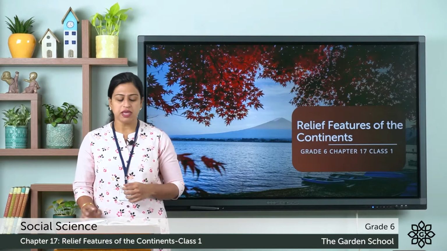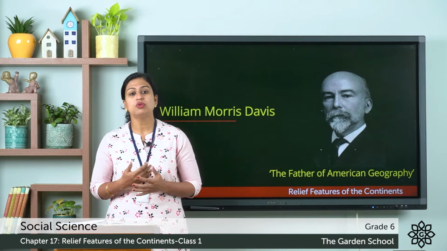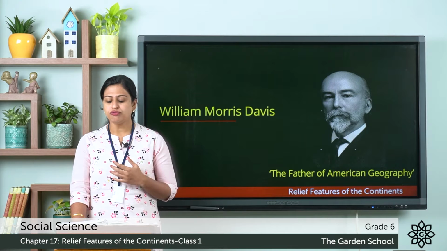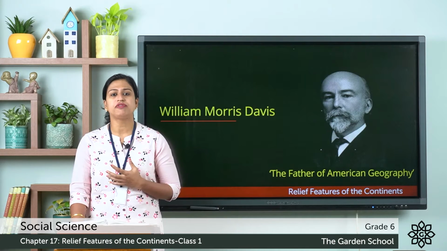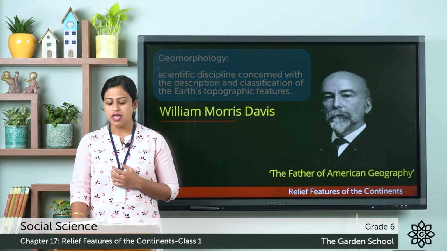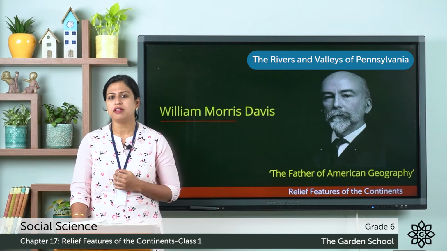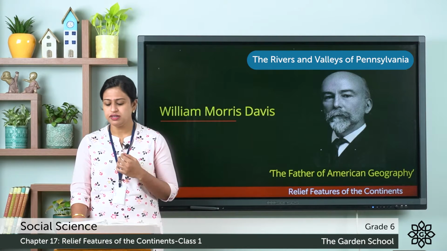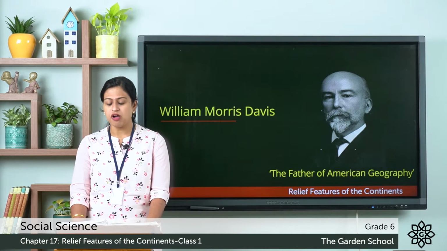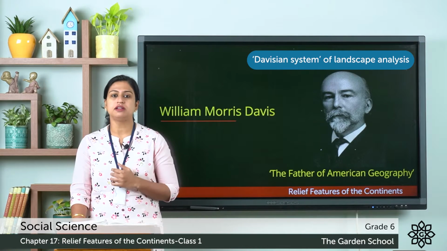And in the newsmaker, you can see the picture of William Morris Davis. So who was he? He is also known as the father of American geography, who founded the science of geomorphology. So geomorphology is the study of different landscapes, and one of his works was The Rivers and Valleys of Pennsylvania in 1889, and it laid the foundation of the Davisian system of landscape analysis. That is his contribution to physical geography.